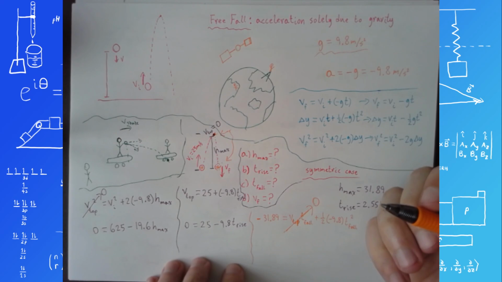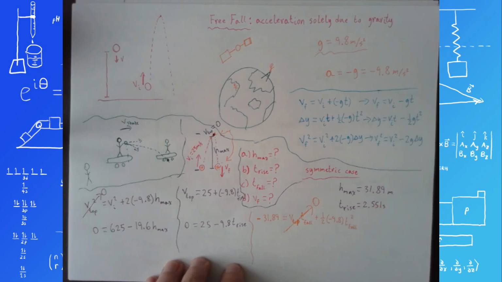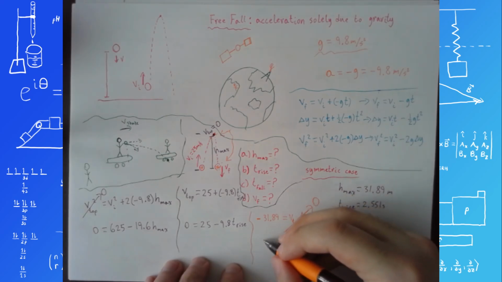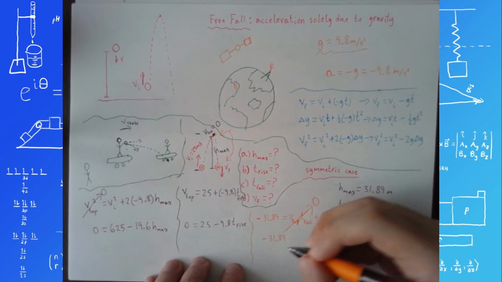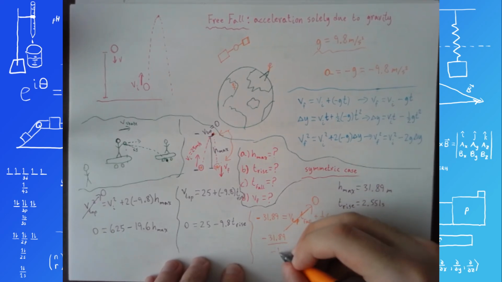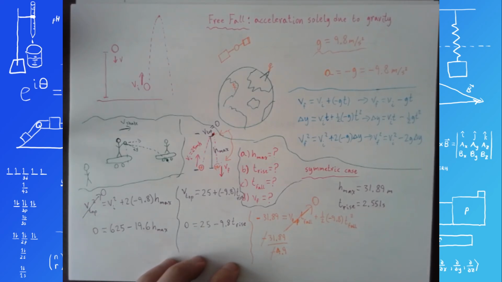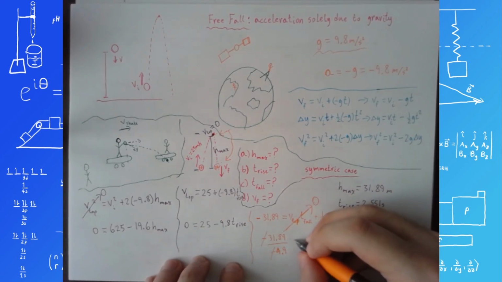So negative 31.89, let's see, half of negative 9.8 is negative 4.9. So negative 31.89 divided by this stuff, which amounts to negative 4.9. The negatives cancel out, which is a good sign. That means we did things correctly.